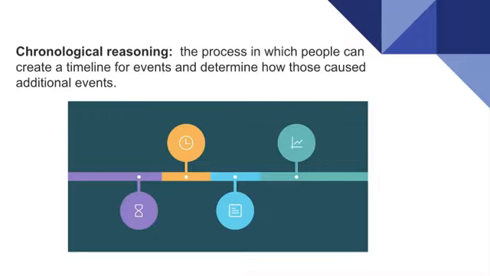You can also look at sources with chronological reasoning, which is a process that people can use. If you create a timeline for events, and if you write your paper in a chronological order, it makes the process of determining causes and events much simpler.